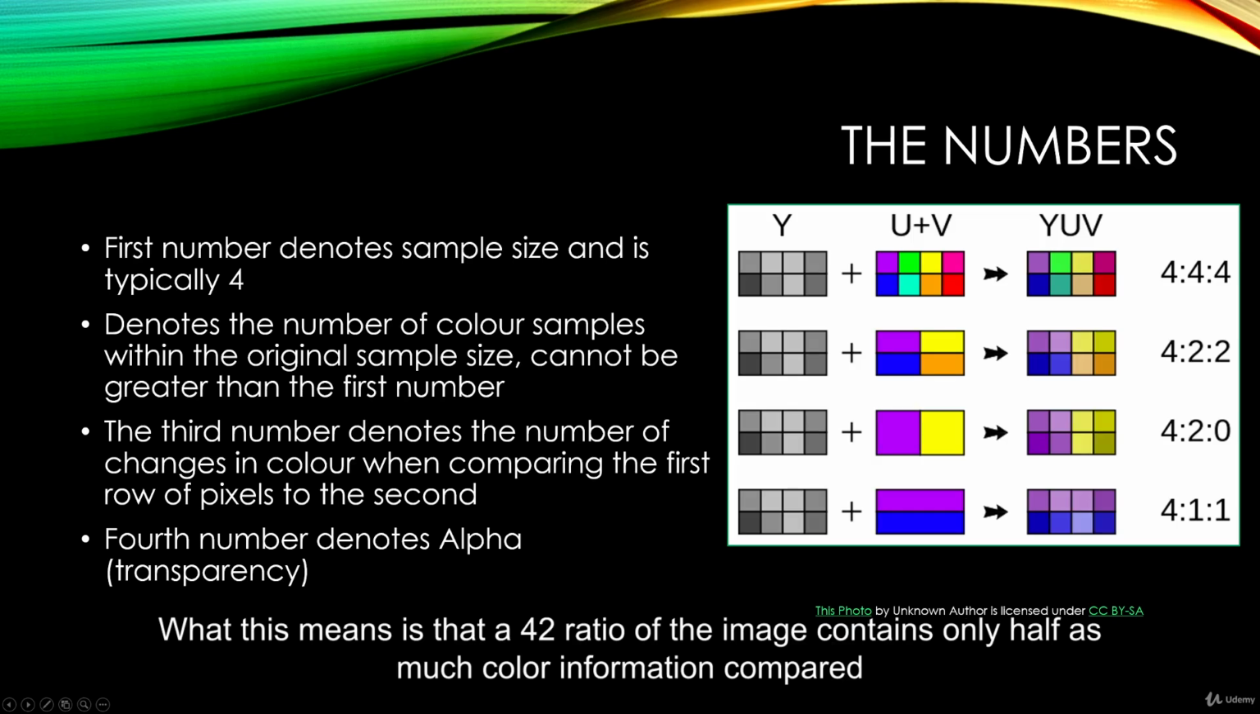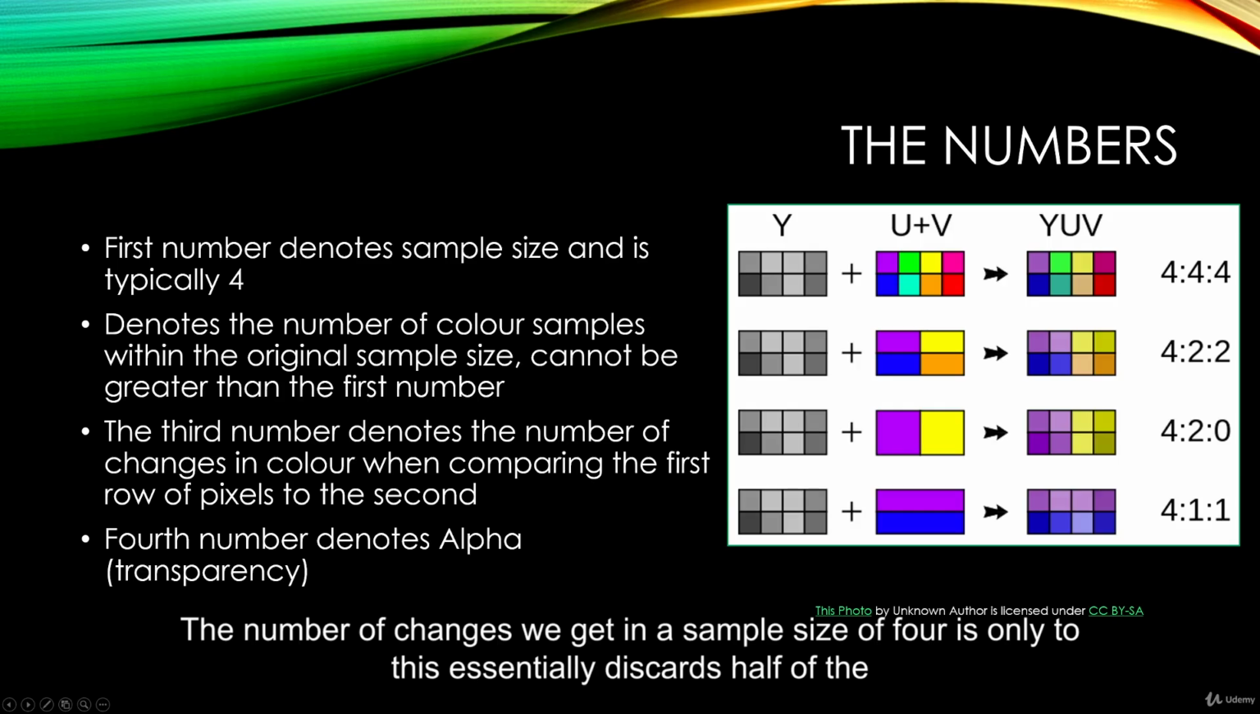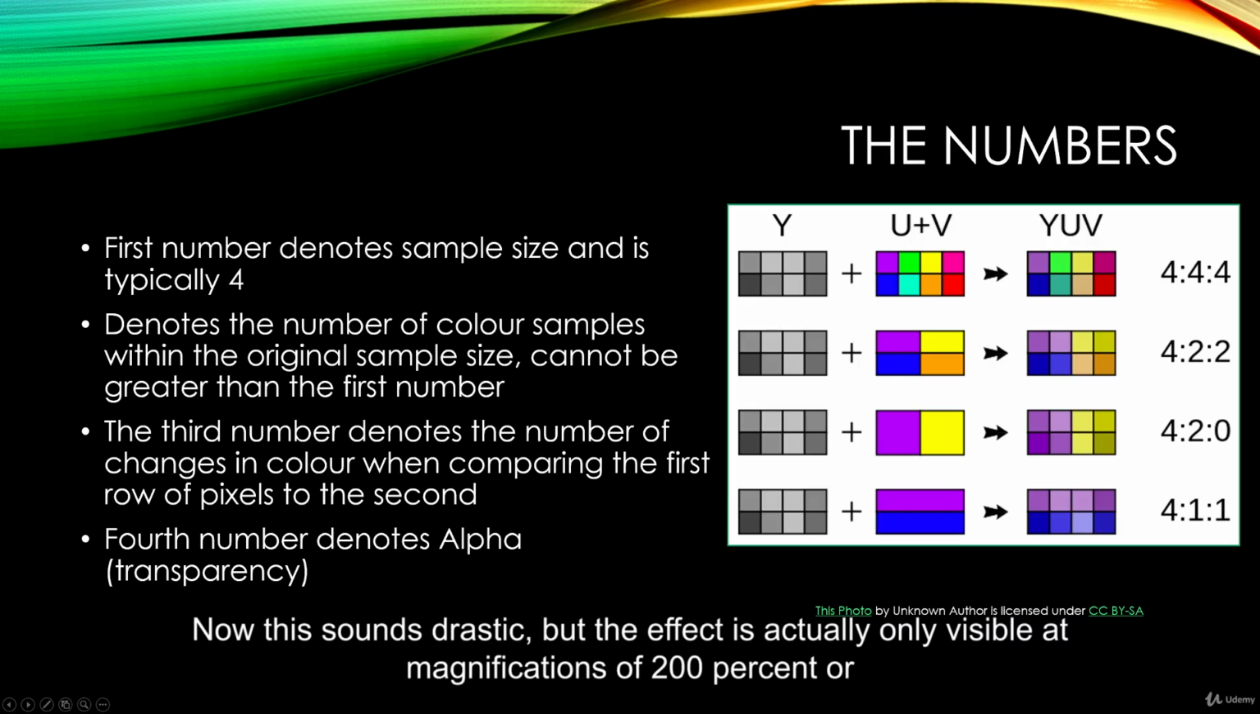What this means is that a 4:2 ratio of the image contains only half as much colour information compared to a 4444 image. The horizontal resolution of the colour is halved. The number of changes we get in a sample size of 4 is only 2. This essentially discards half of the colour information in an image. Now, this sounds drastic, but the effect is actually only visible at magnifications of 200% or greater.